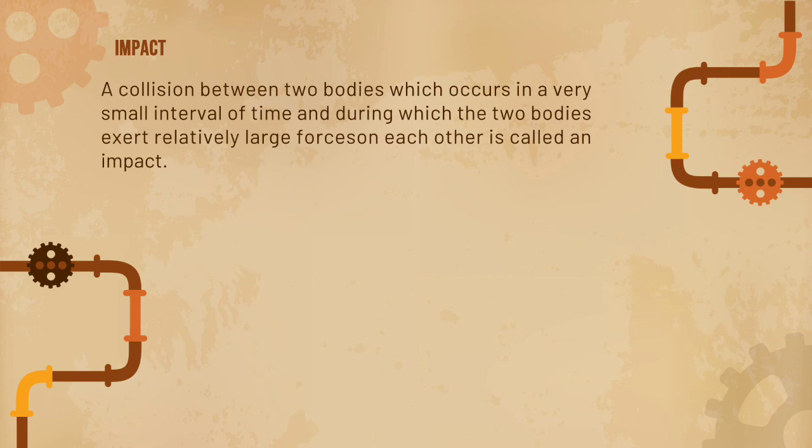A collision between two bodies which occurs in a very small interval of time and during which the two bodies exert relatively large forces on each other is called an impact. The common normal to the surfaces in contact during the impact is called the line of impact. If the mass centers of the two colliding bodies are located on the same line, the impact is a central impact. Otherwise, the impact is said to be eccentric.